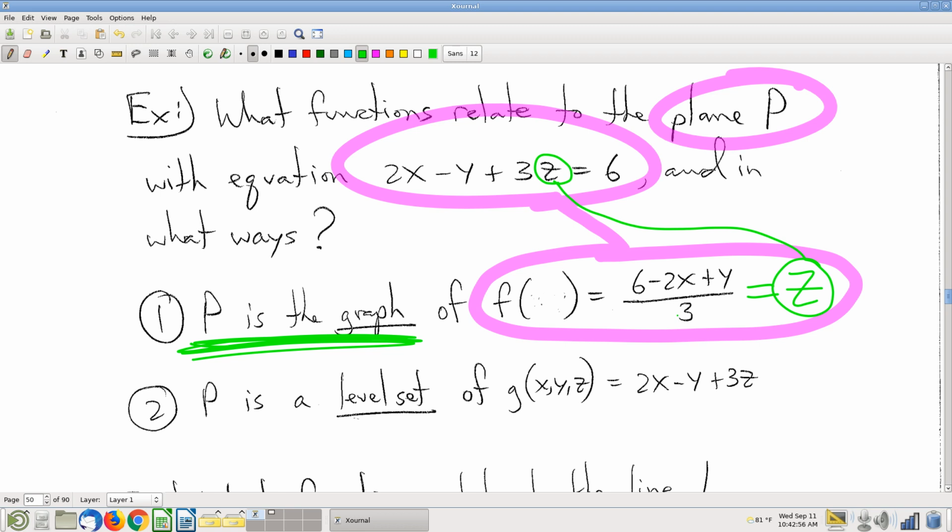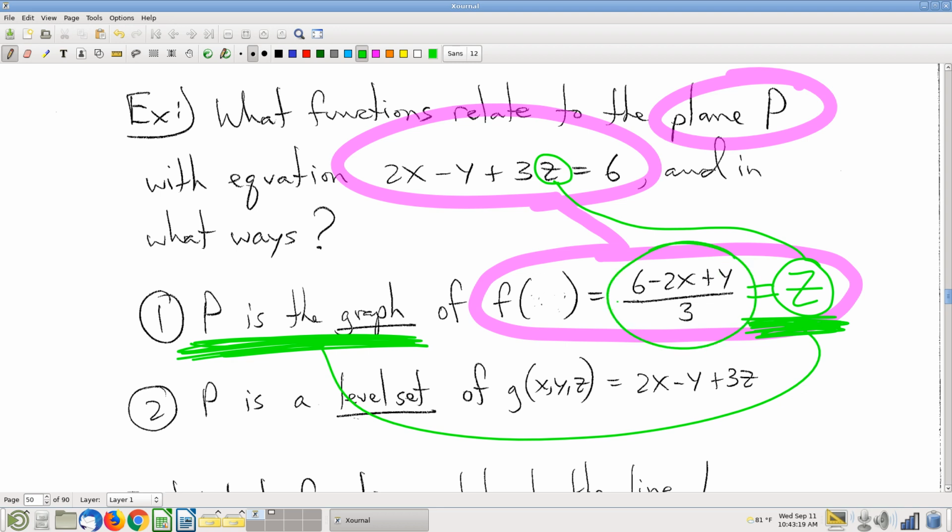And so now it's really easy to see that this equation down here is clearly equivalent to that equation up there for the plane. Furthermore, this equation down here is clearly the graph, that's what a graph is, the graph of some function. So here's a formula for this function. Notice, by the way, this function is a function of x and y. Everybody on board? Everybody see how that worked?